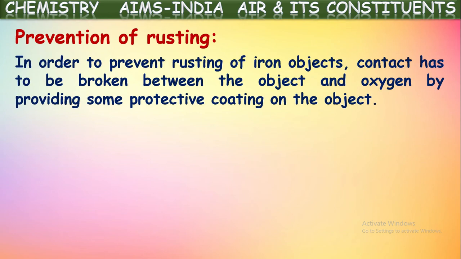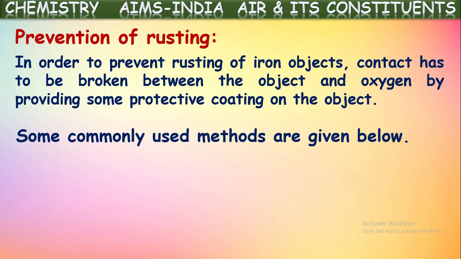So as we have studied in the earlier experiment, in order to prevent the rusting of iron objects, the contact between the iron object and the oxygen has to be broken by providing a protective coating on the objects. If you coat these iron objects with something, then the contact of oxygen and moisture with iron will be stopped, so that the rusting can be prevented.